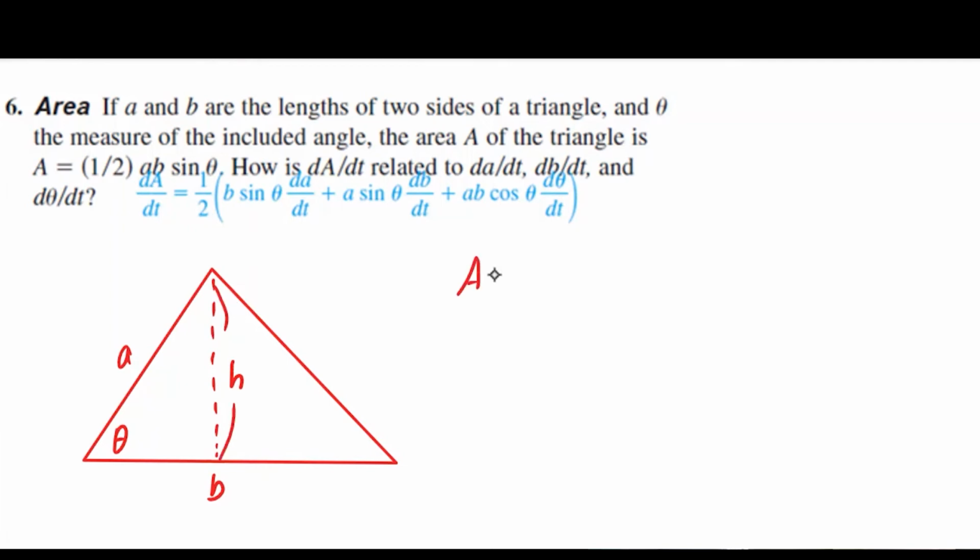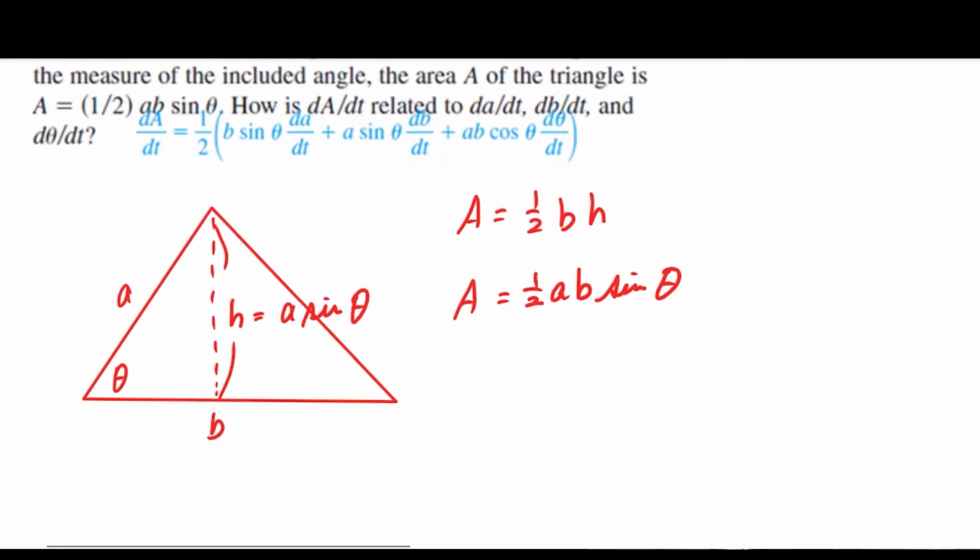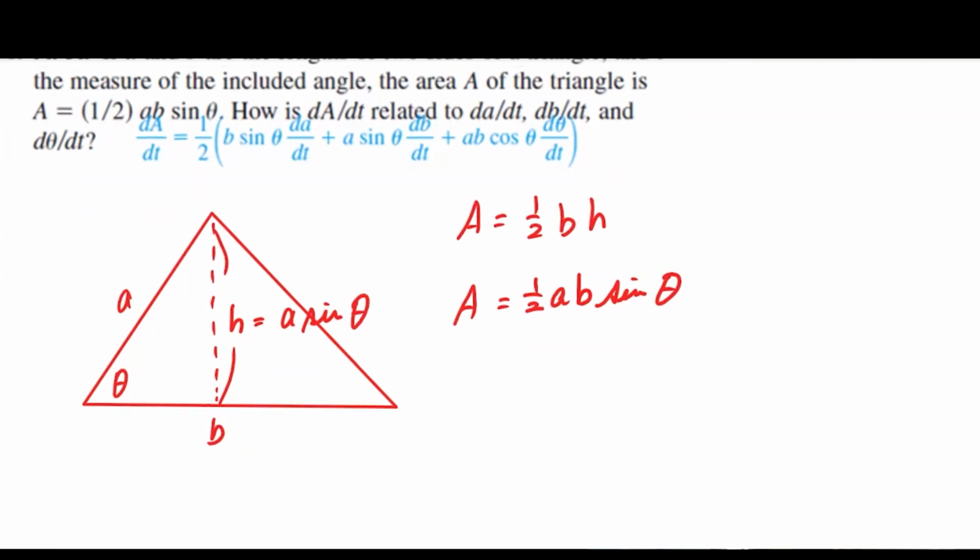So the area of the triangle is 1/2 base times side A. But then do you see this H is A sine theta? And substitute. So we have 1/2 AB sine theta. You get it? Why memorize it? I mean, it was in your pre-calc book, but why memorize it when you can just figure it out each time that fast, right?